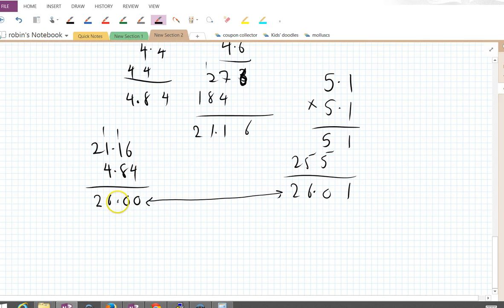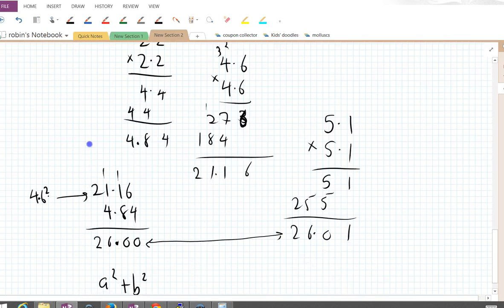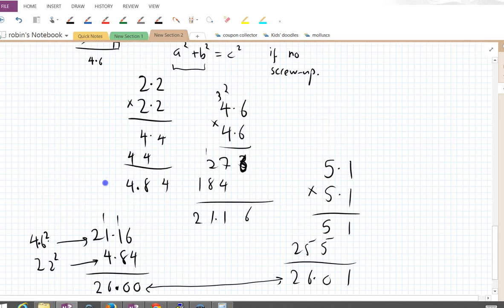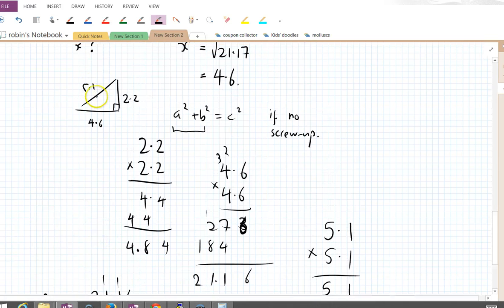All right. Now look how accurate they are. So we expect 26.00 because that was A squared plus B squared, yeah? Because that 21.16 was from here, 4.6 squared. That was the other side there, 2.2. 2.2 squared is 4.84. Add them together, you get 26, and we should get C squared. So they should be identical, but you see they're not quite identical because, well, it's not exactly 5.1.